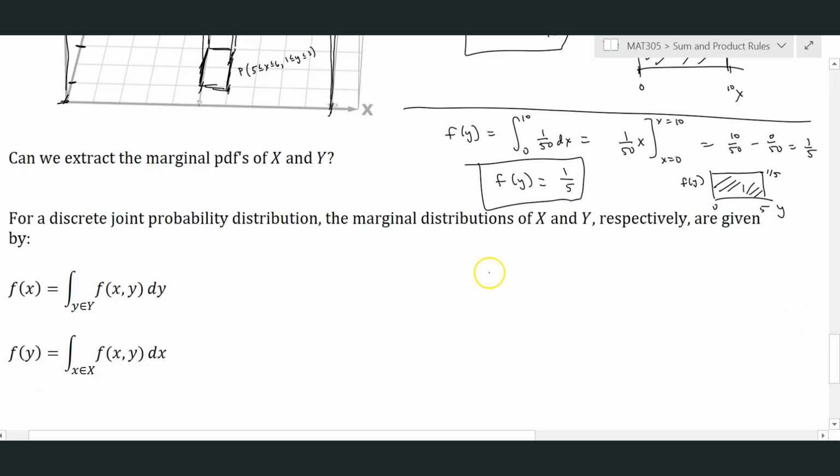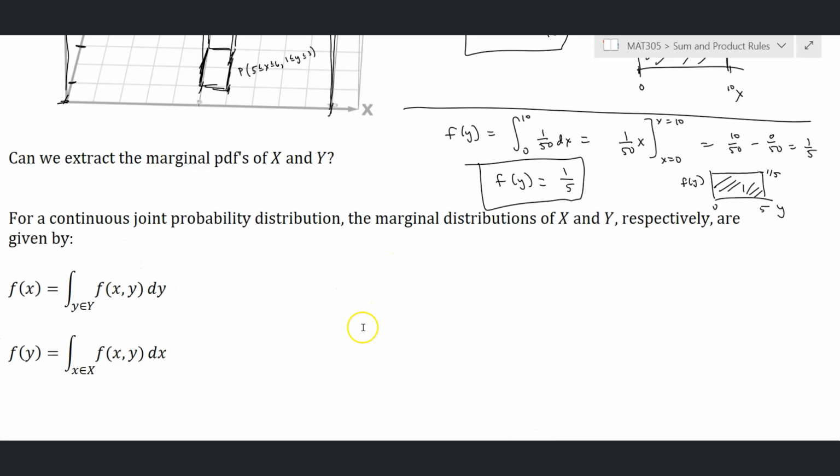Now, what we just discovered here is that for a continuous joint probability distribution, if what you want is the marginal distributions of x and y, you just have to integrate out the variable that you don't want. So integrate across all the values of y, we'll get f of x. Integrate f of xy across all the values of x, you'll get f of y. So that's how to take a joint distribution and make it into a marginal.